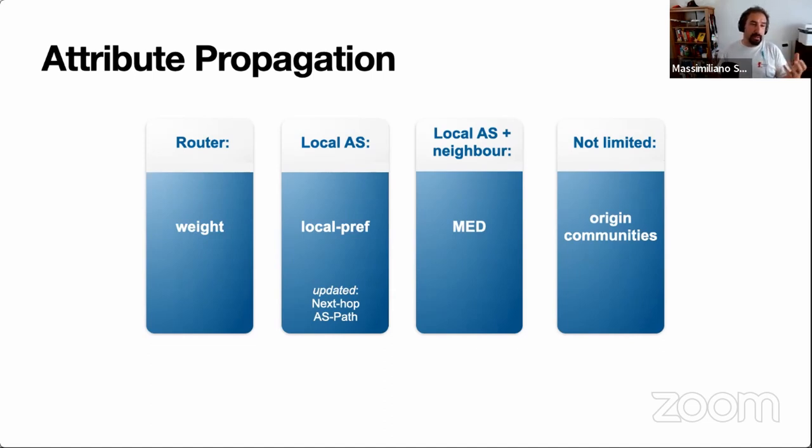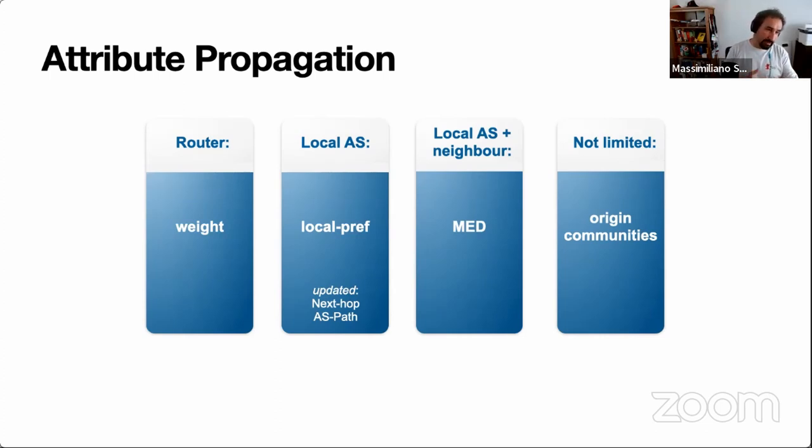At the local AS level, you have what's called the local preference. Whenever you set a certain local preference on a prefix, and we'll see what this means, it gets propagated inside your autonomous system. Then there's the MED, the multiple exit discriminator, that's propagated between your local AS and the neighbor, but not propagated further. And then you have two attributes that are not limited. They are propagated everywhere unless someone decides to truncate them, which are the origin and the communities. I would say local preference and communities are the two most powerful attributes we see here.